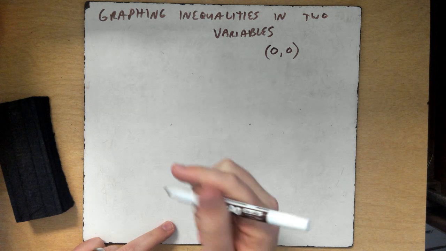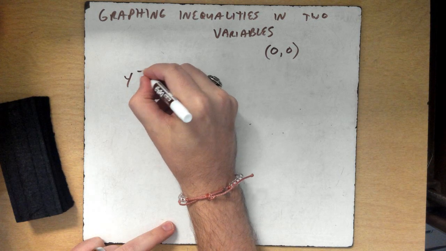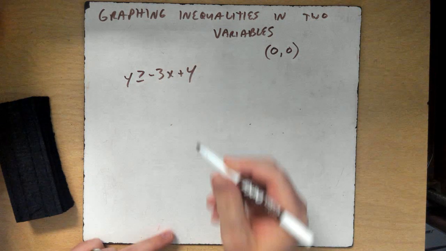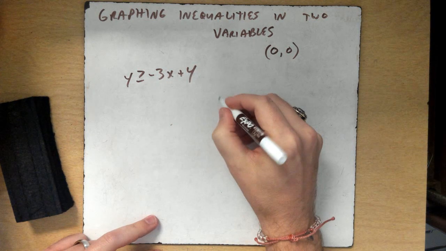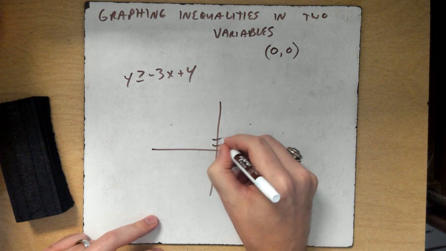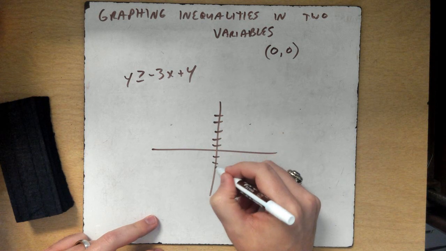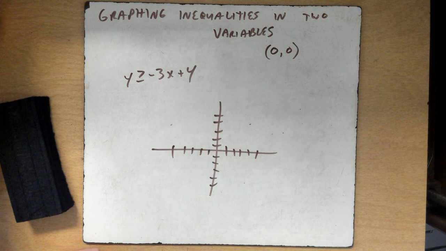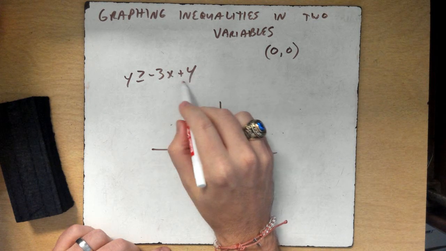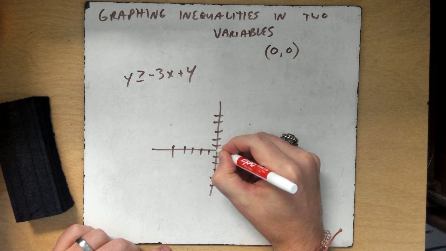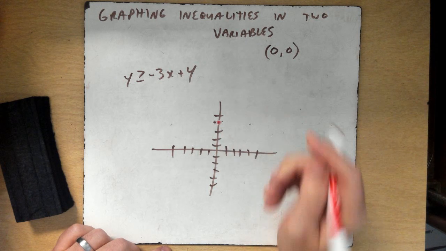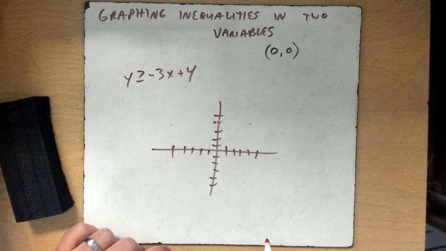Let's do y is greater than or equal to negative 3x plus 4. Okay, so here's my equation. First thing, I gotta graph the line. The y-intercept is at positive 4. So I count here, 1, 2, 3, 4. My marker's dying here.